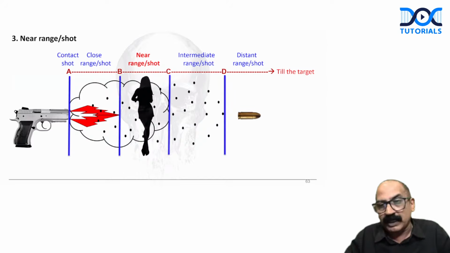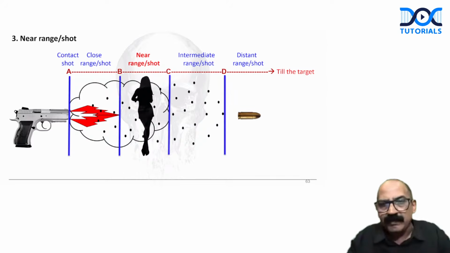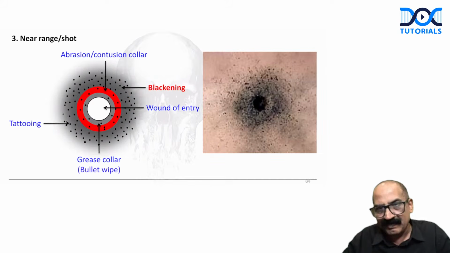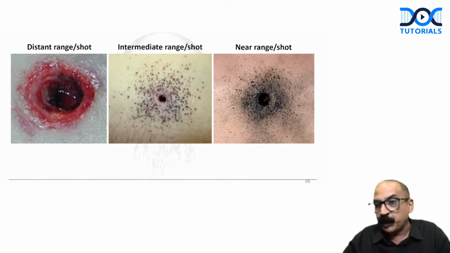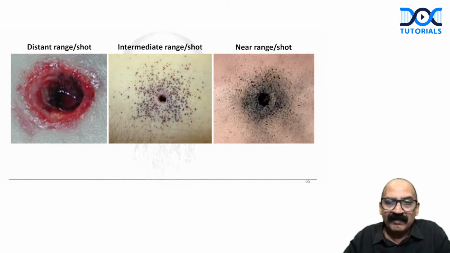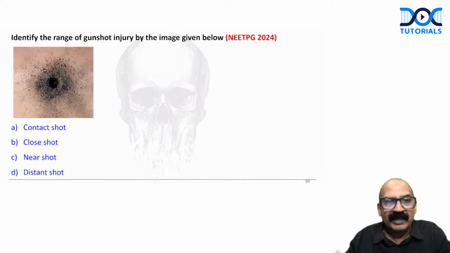Now, near shot. A wound of entry with tattooing plus blackening. Look here. I hope all of you got the proper concept. Now you see the difference between distant shot, intermediate shot, and near shot. See, intermediate, no blackening. Near shot, there is blackening.